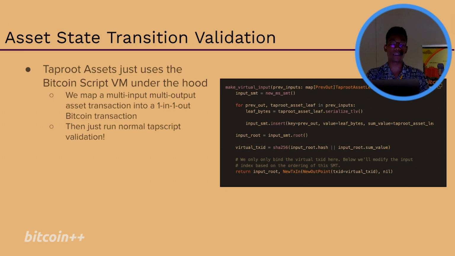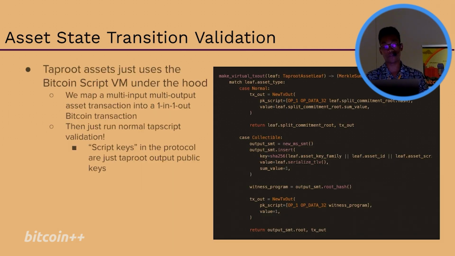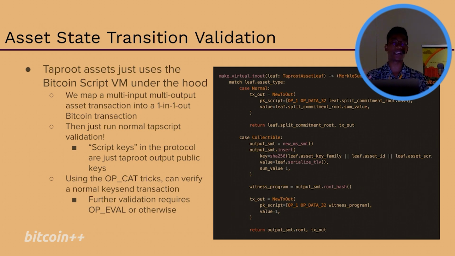Once we have that, we make something called a fake virtual prevout, which is just the TX ID of the virtual transaction that we created here. And then similarly, we do something similar for the TX outs. For example, collectibles can never be split, so you put that indirectly, but something that's fungible can actually be split. So we have something called a split commitment root, which is a commitment that includes the actual output, and also all the change outputs as well. Now we can verify these two things within itself.